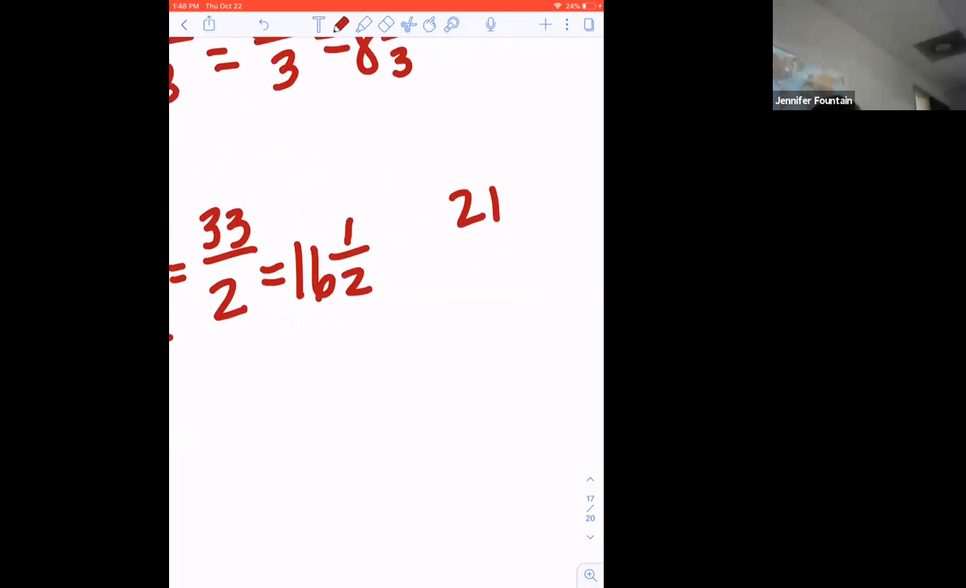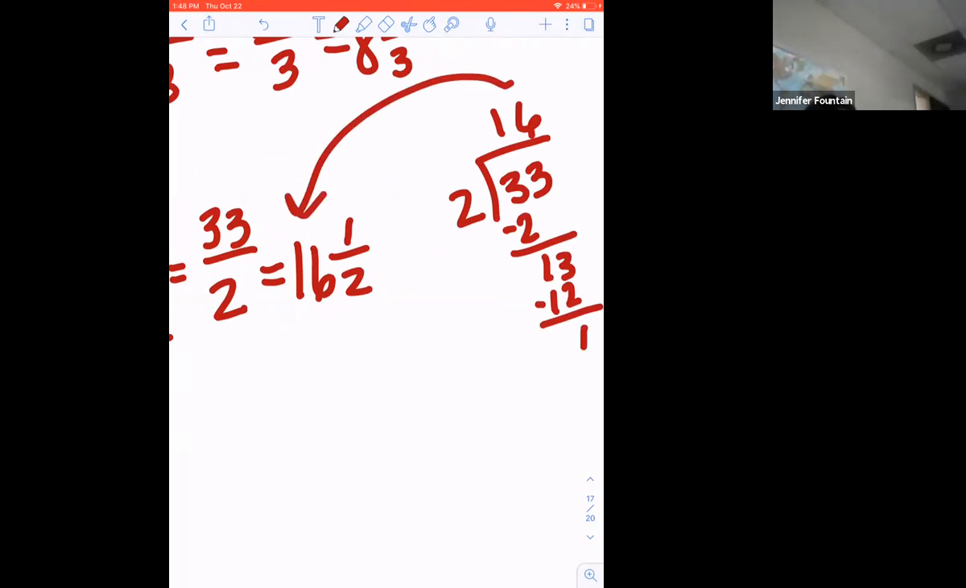Now again, if you need to do 2 into 33, 2 will go into 3 one time. That's going to give me 13. 2 will go into 13 6 times. 6 times 2 is 12, and my remainder is 1. So 16 became my whole number. My remainder became my new numerator, and I kept my denominator.